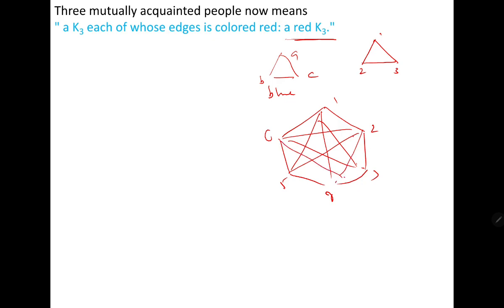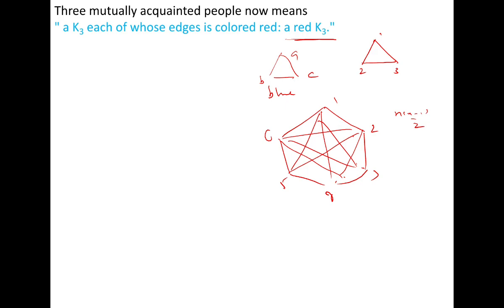Each edge can be colored in two ways, and there are in total n(n minus 1)/2 edges. So there are 2 raised to the power n(n minus 1)/2 colorings. This is how you can color it. If you color them randomly, then in each coloring either you will find a red K3 or a blue K3. This is what needs to be proved.